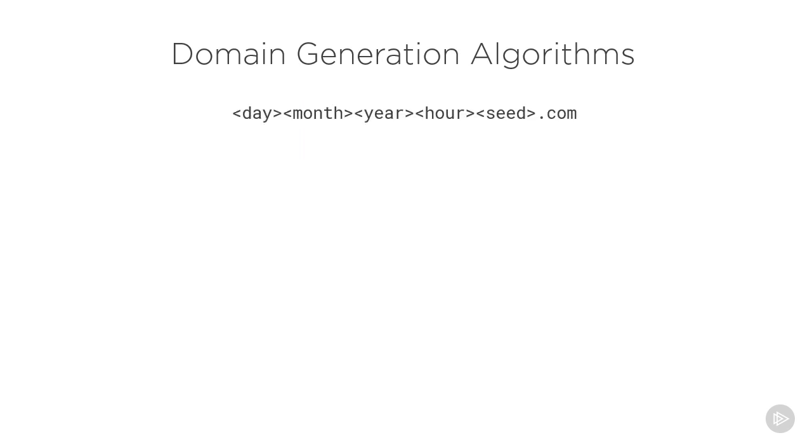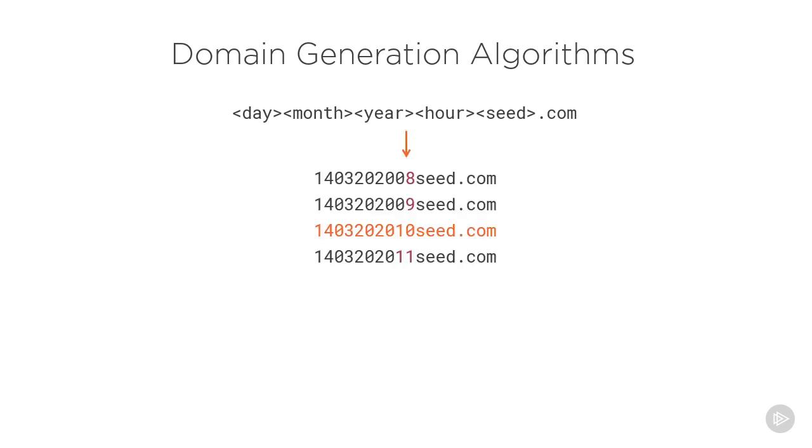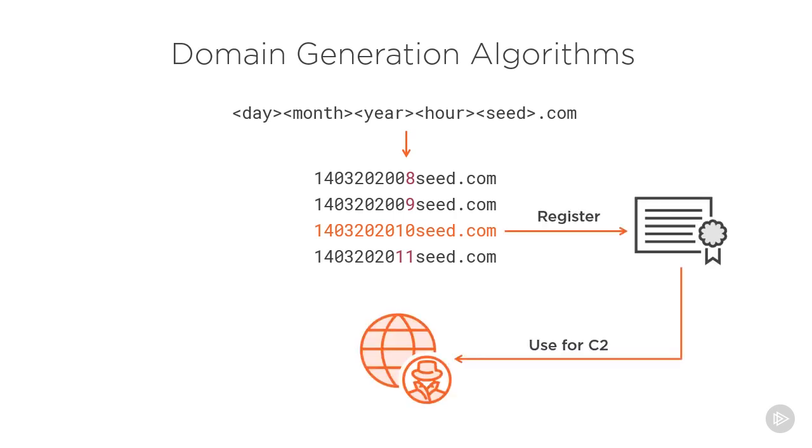Let's consider the following scenario. Domains can be generated based on the following formula, which consists of the day concatenated with a month, year, hour, and seed. As the malware persists on the infected machine, it will cycle through these domains based on the current date and time. Attackers will register some of these domains in advance, and when the specific date and time match, the malware can establish a connection with the C2 infrastructure.